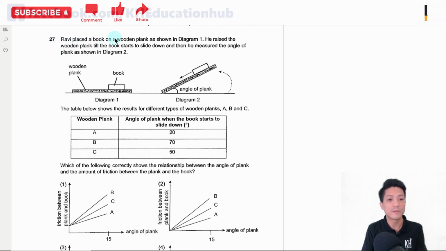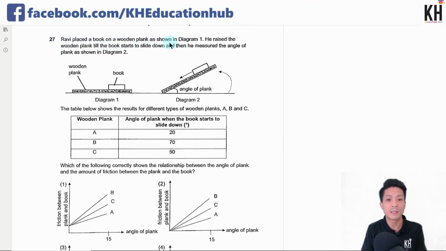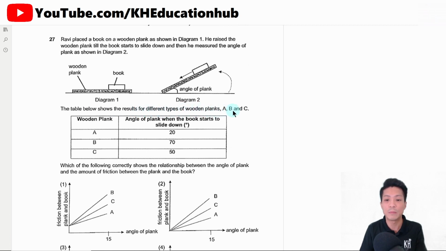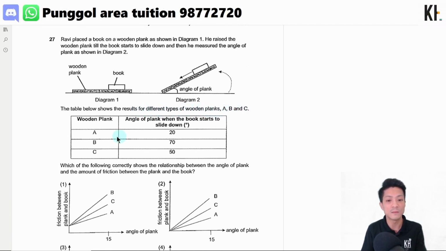Question 37. Ravi placed a book on a wooden plank as shown in diagram 1. He raised the wooden plank till the book starts to slide down, and then he measured the angle of the plank as shown in diagram 2. The table below shows the results of different types of wooden planks A, B, and C, and the angle at which the book starts to slide down.